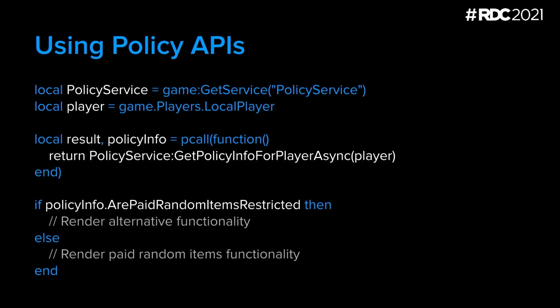And here's an example of how we can use our policy APIs. Pretty straightforward. You're calling our policy service. It returns a policy info object, and all you need to do is check for the feature you're interested in that object. If the feature is allowed, you're free to use it. If it's not allowed, you can provide some alternative functionality to the current user.